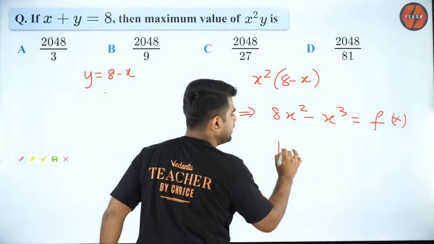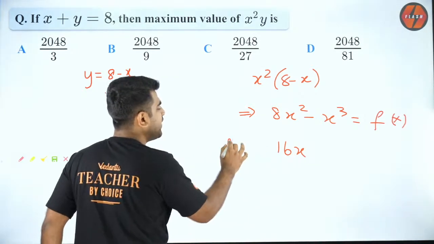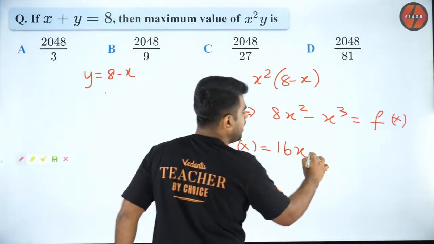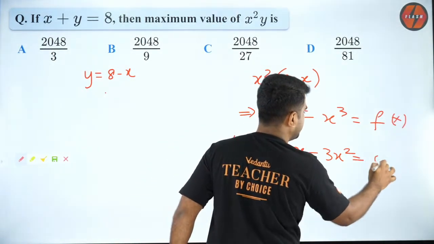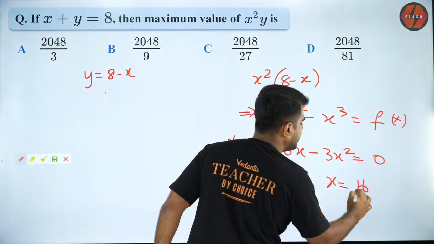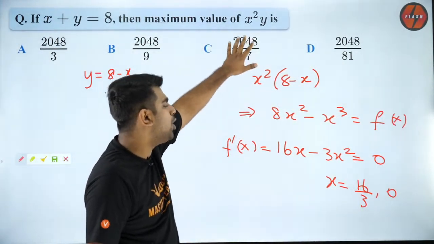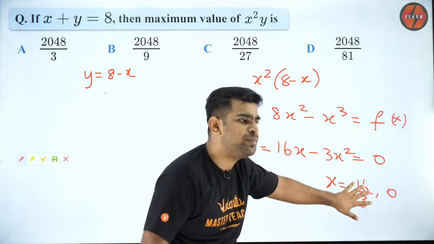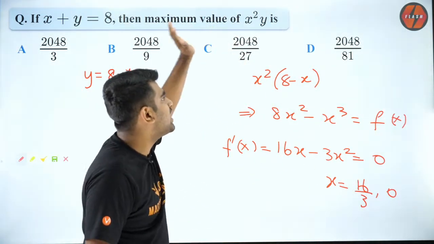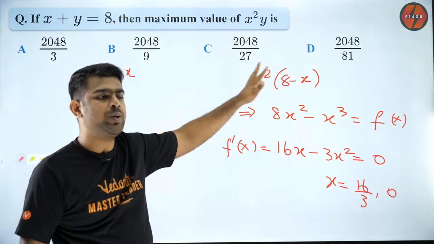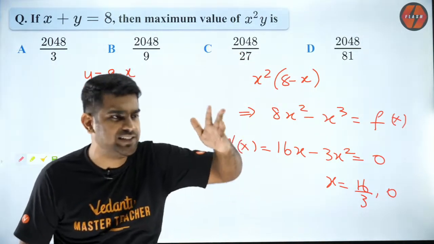How do I maximize it? Find the critical points. Differentiate it. So f dash of x is equal to 16x minus 3x square is equal to 0. So x is equal to 16 by 3 or 0. These are the critical points. Obviously it is not 0, so it is going to be 16 by 3. Put it there, get the answer. Done. Easy question.